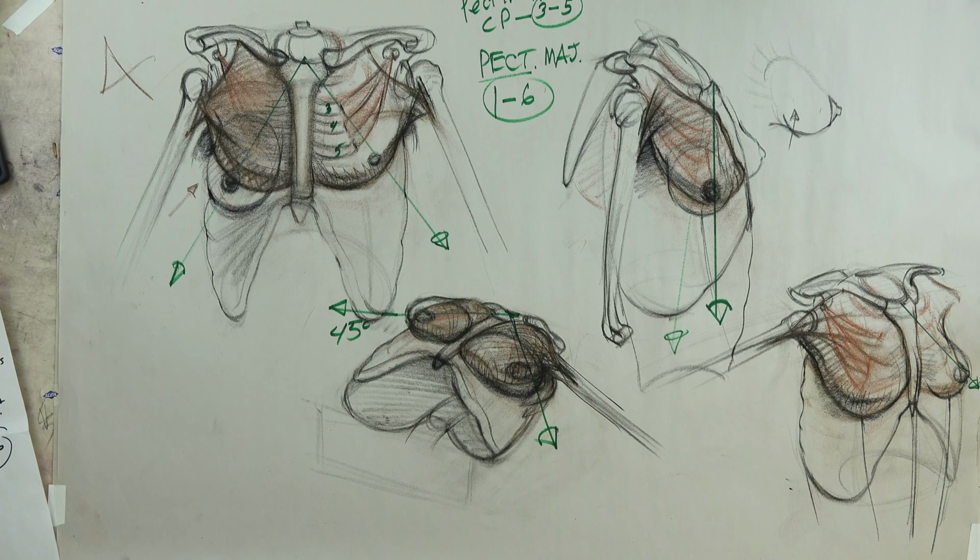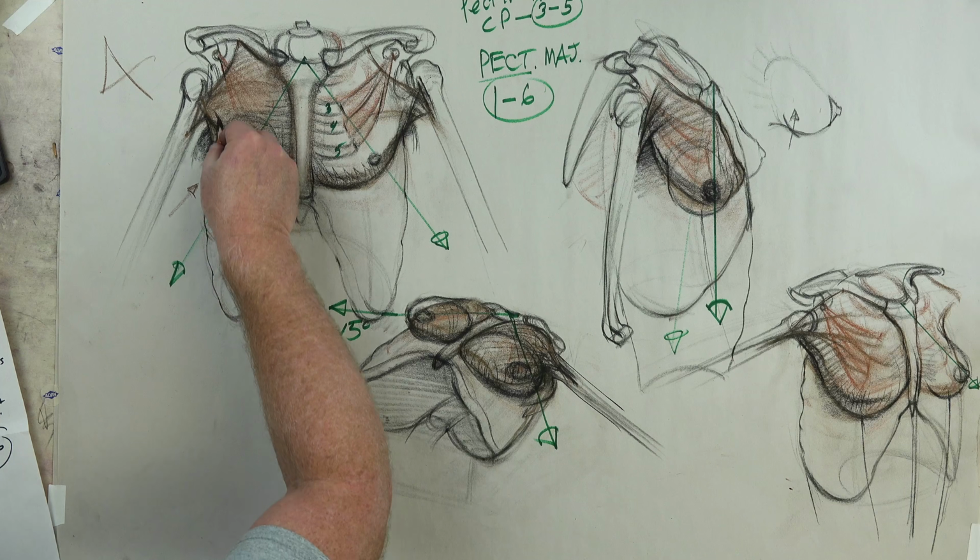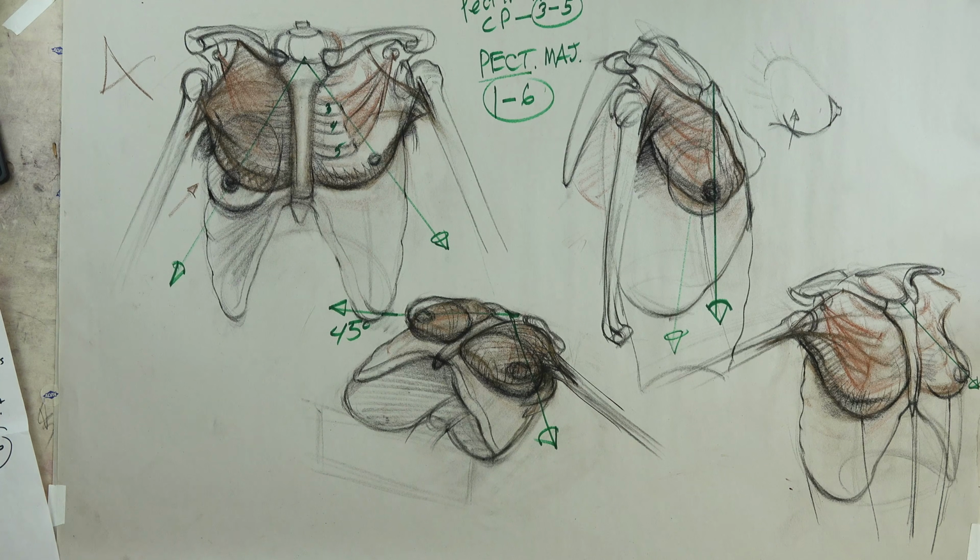So the pectoralis major and minor, and also how the breast form, female breast form, sits on top of the torso and the pectoral. All right. Okay. I'll see you next time.